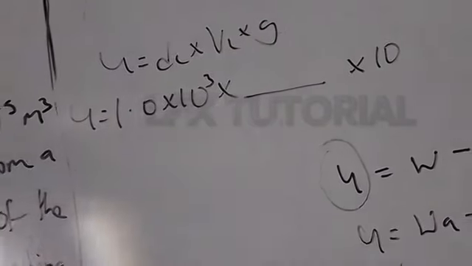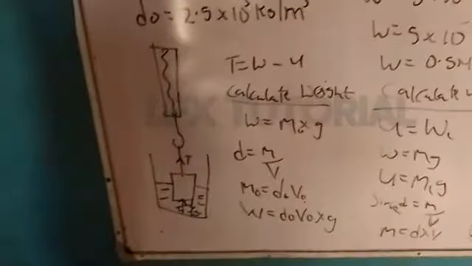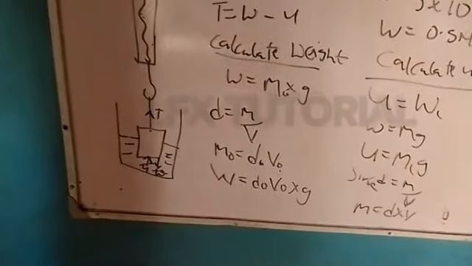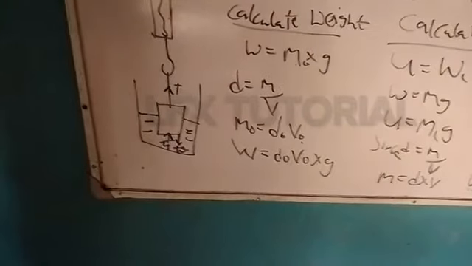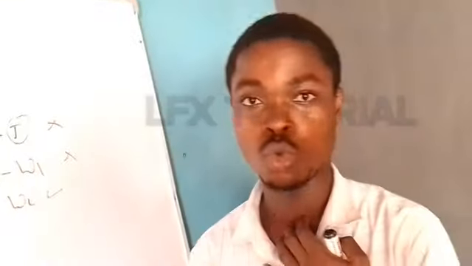Now let's analyze this question carefully. When the body is immersed in the liquid, we want to know the volume of the liquid displaced. The volume of the liquid displaced is equal to the volume of the object immersed in water. What am I trying to say? Imagine that I have a stone which has an irregular shape, and they are asking me to find the volume of the stone which has an irregular shape.